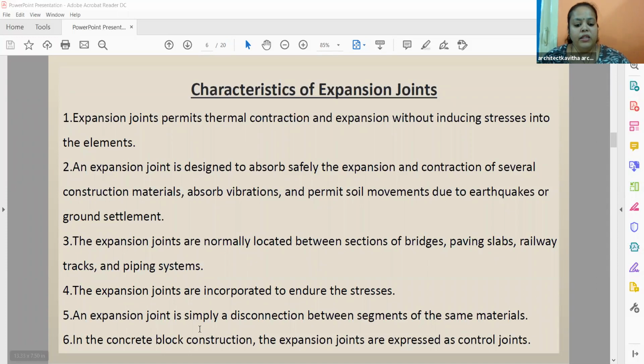An expansion joint is simply a disconnection between segments of the same material. So you're just disconnecting it. You're not joining it at any portion. If you have a complete building, you will just disconnect by giving a slight gap so that the movement of the building will be allowed. In concrete block construction, the expansion joints are expressed as control joints. So in concrete construction, you can call the expansion joint a control joint also.